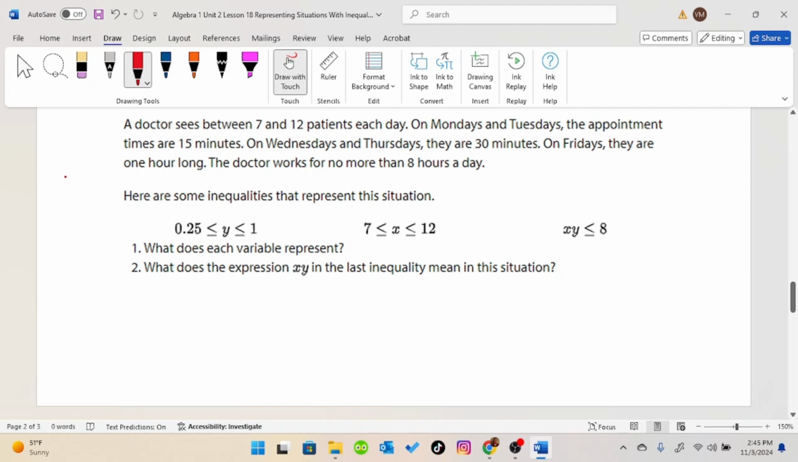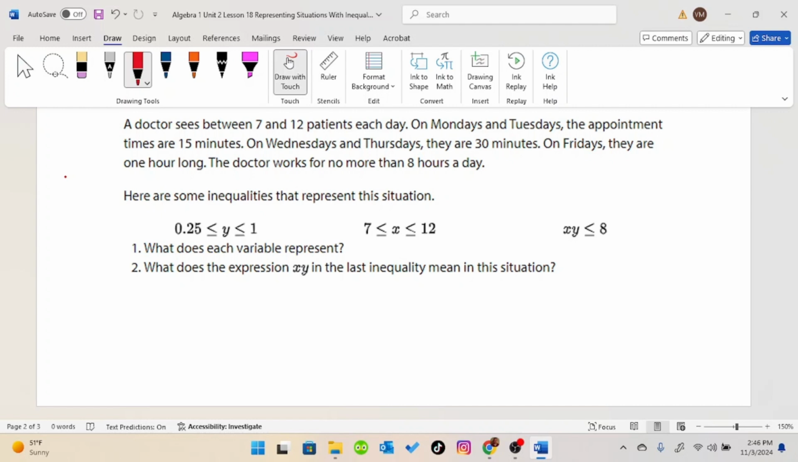Our next practice problem. A doctor sees between 7 and 12 patients each day. On Mondays and Tuesdays, the appointment times are 15 minutes. On Wednesdays and Thursdays, they are 30 minutes. On Fridays, they are 1 hour long. The doctor works no more than 8 hours a day. Here are some inequalities that represent this situation.